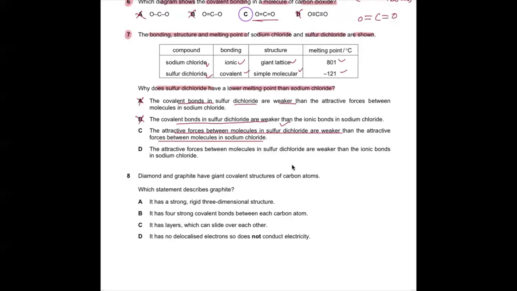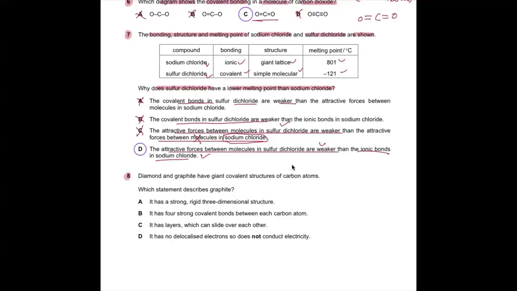Yes. So in sodium chloride, there are no molecules. So C goes wrong. The attractive forces between the molecules in sulfur dichloride are weaker than the ionic bonds in the sodium chloride. Yes, it is. So only the D statement is correct.